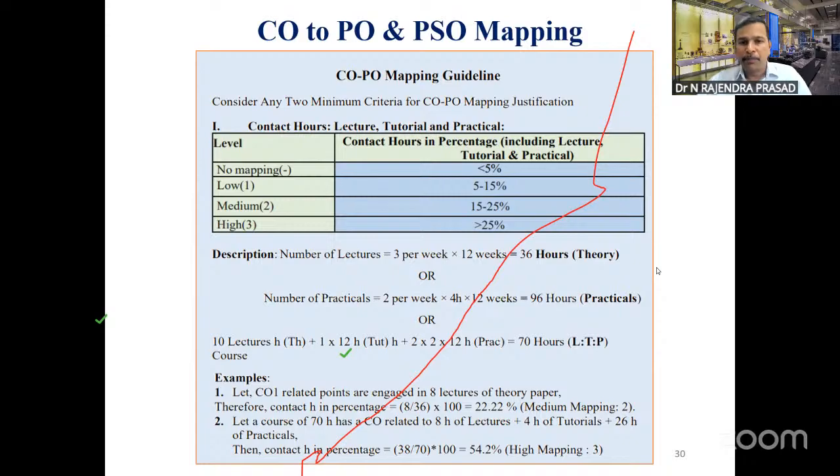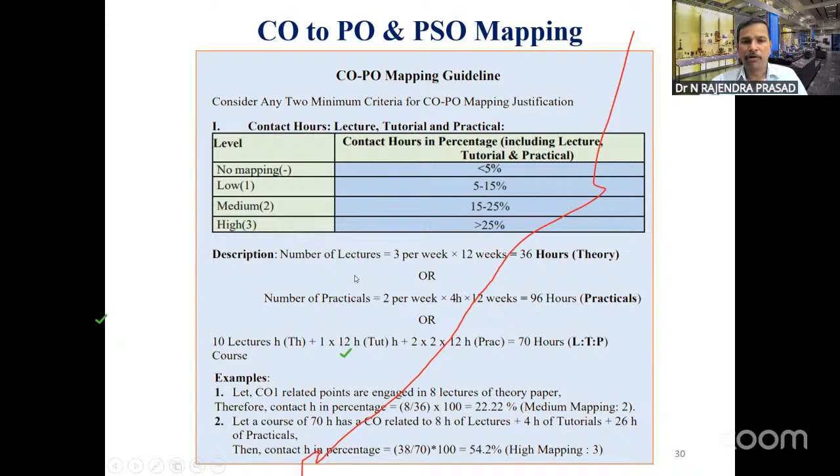If the percentage of contact hours lies between 5 and 15%, you map that CO with the PO at level 1. If it lies above 15% up to 25%, you map that CO with the PO at level 2, medium. If it is greater than 25%, that is high, level 3. So if you have 3 units and 3 course outcomes, one course outcome is achieved in 16 hours. 16 hours of 48 hours is 33.3%, which is greater than 25%. What is the level of mapping? It is 3.